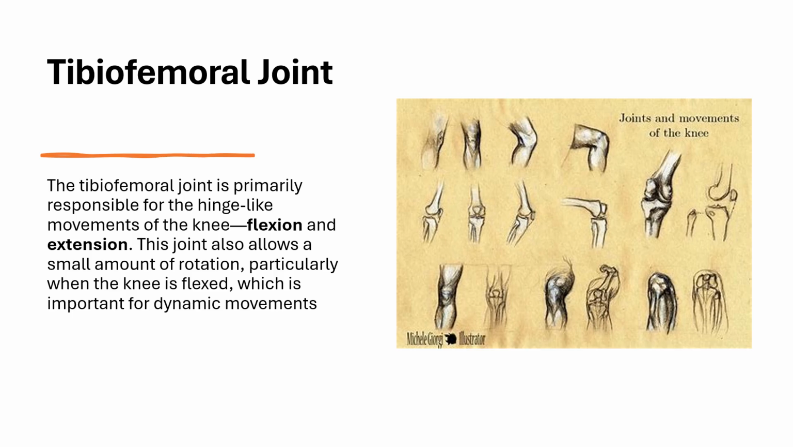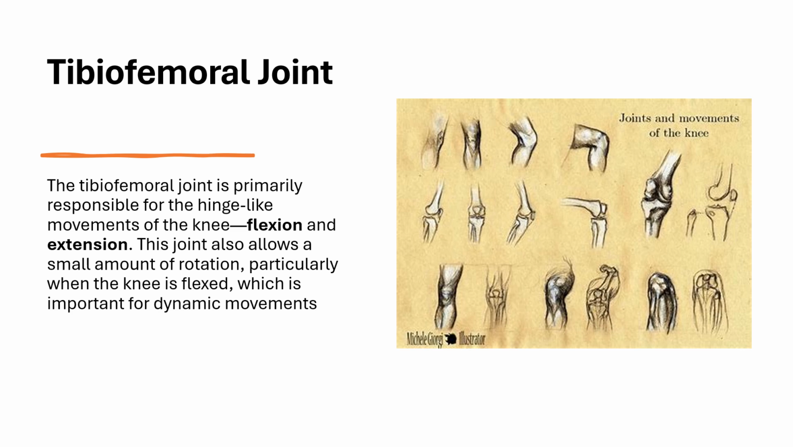Let's start and look at the tibiofemoral joint. So this is the largest and most significant component of the knee joint. It is formed by the articulation of the femur, which is the thigh bone. So the femur's lower end consists of two rounded projections called condyles, medial and lateral, which articulate with the tibia. Now the tibia, the shin bone, is the primary weight-bearing bone of the lower leg and has two plateaus, so medial and lateral, that receive the femoral condyles.